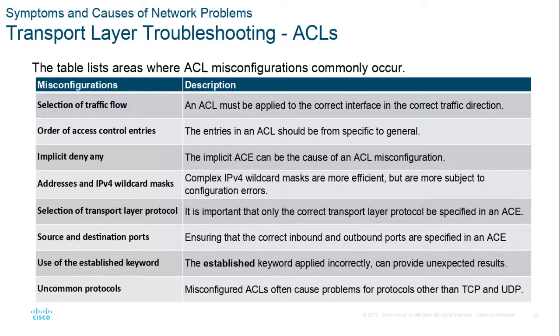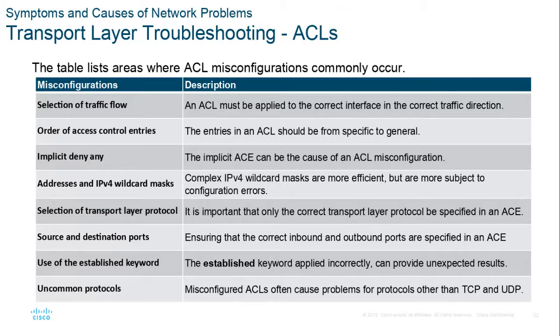Only correct transport layer protocols should be specified in an access control entry. So we have all the ports. We're trying to block port 25 for mail and permit port 80 for web access. We have to make sure that's correct. Correct inbound and outbound ports must be specified.